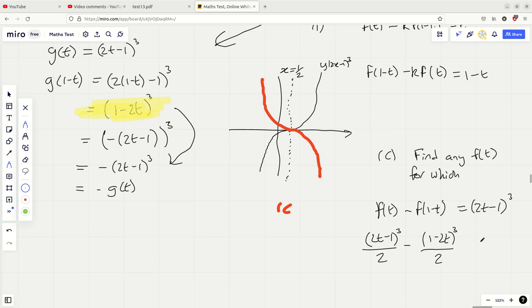This was genuinely what my thinking was. And that equals, well, let me put the equals down there, (2t minus 1) cubed over 2 plus (2t minus 1) cubed over 2, which obviously equals (2t minus 1) cubed. So it was just that step, that checking step, which kind of gave it away to me.